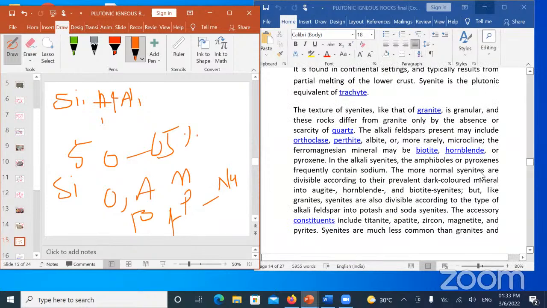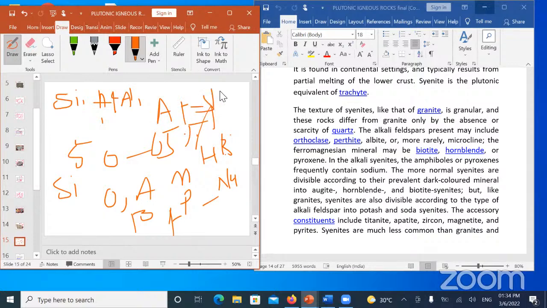So the more normal syenites are divisible according to their prevalent dark colored mineral into augite, hornblende and also biotite syenites. But like granites, syenites are also divisible according to the type of alkali feldspars into potash syenite, soda syenite, and potash-soda syenite.